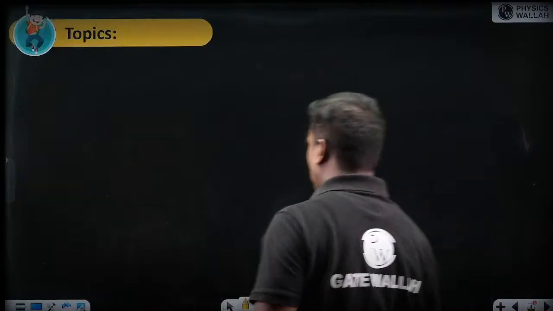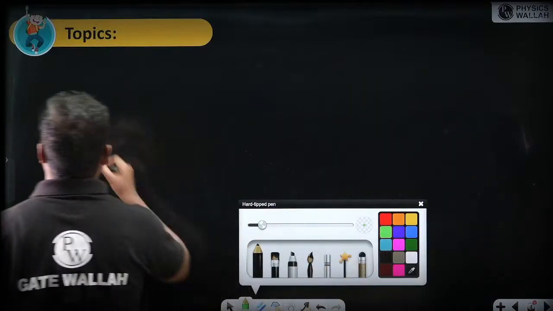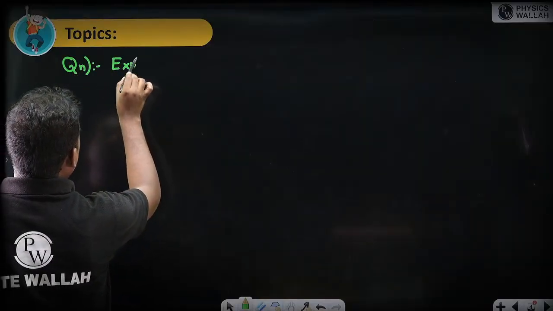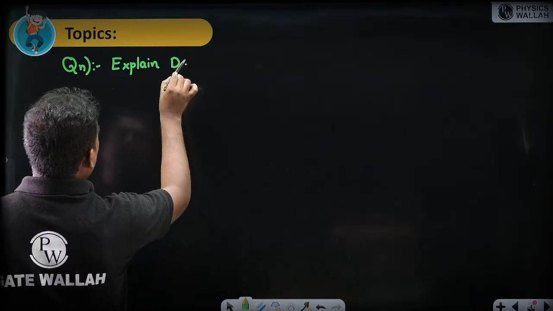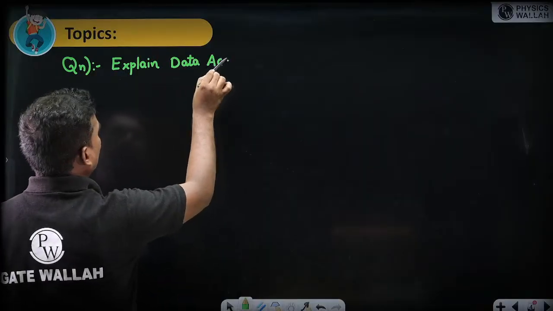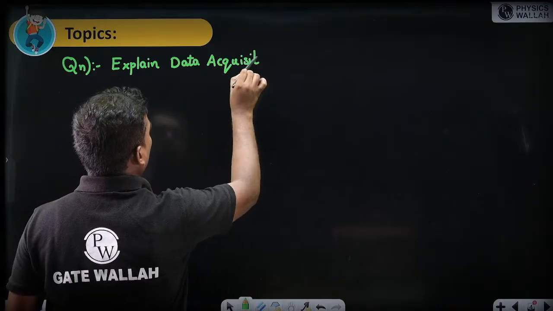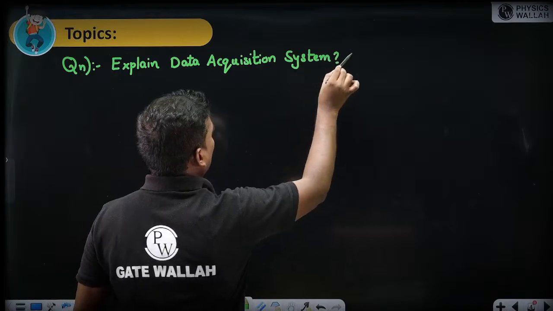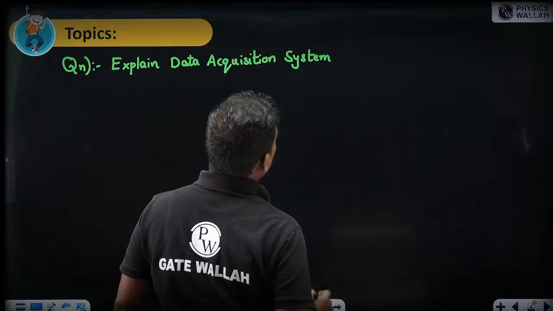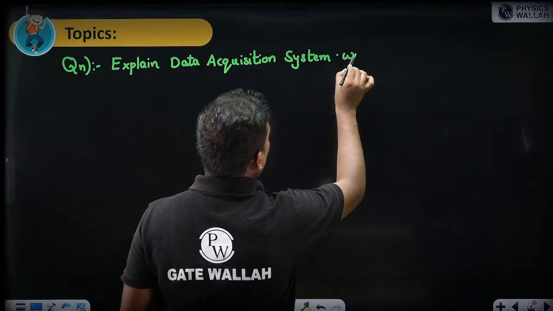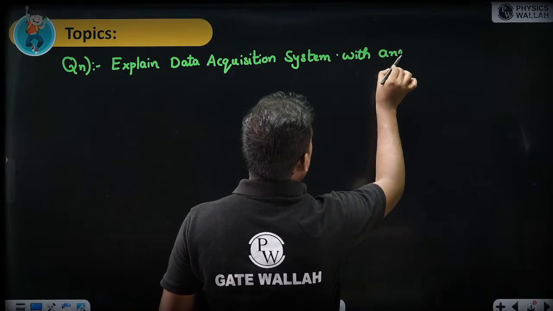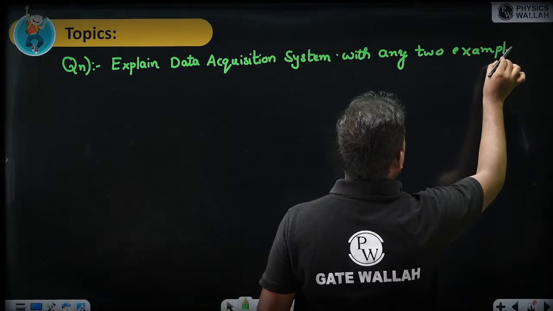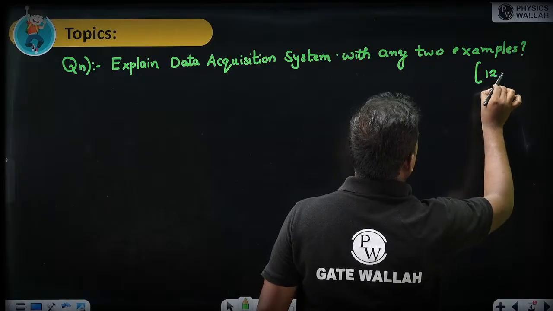Okay, so question, just note down the question. This was one of the previous year questions. Explain data acquisition system with any two examples. So sometimes this question can be asked for 12 marks also.